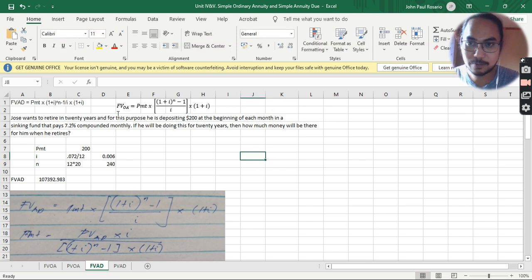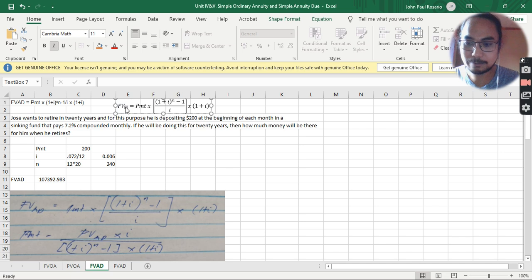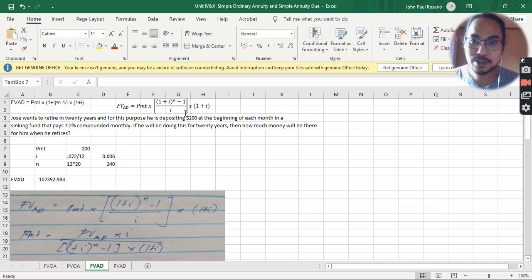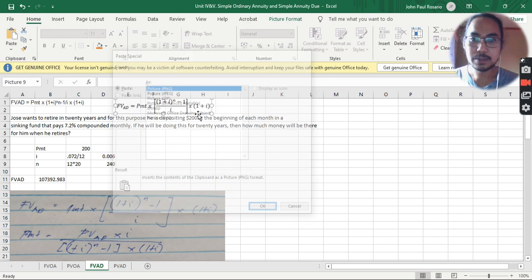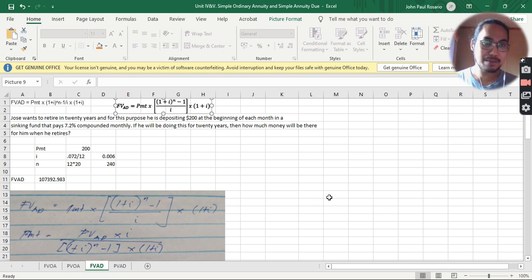Let me just delete this. Okay, this is wrong. This should be FVAD, future value of annuity due. Again, it is the same formula. Actually, this part is just your future value of ordinary annuity: payment times 1 plus i raised to n minus 1 over i, and then an additional times 1 plus i. The reason for that is your payment occurs at the very beginning of your period, so there is an extra compounding period for your annuity payments to earn interest.